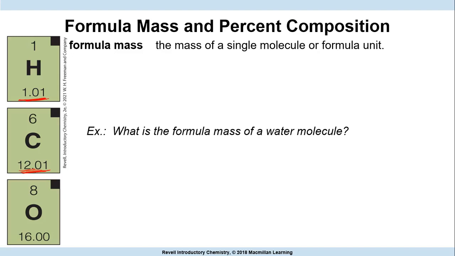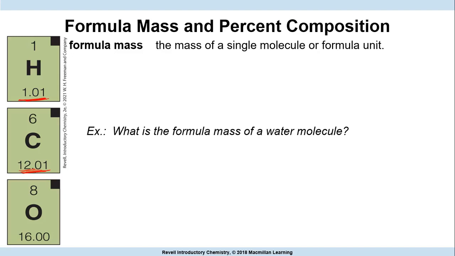They will use mass spectrometry, and from the mass spectrometry, they will use other analytical techniques like nuclear magnetic resonance to determine the structure and the bonding of the atoms. Now, let's get back to our example. What is the formula mass of a water molecule? Let's state again what is formula mass. Formula mass is the mass of a single molecule or a formula unit.